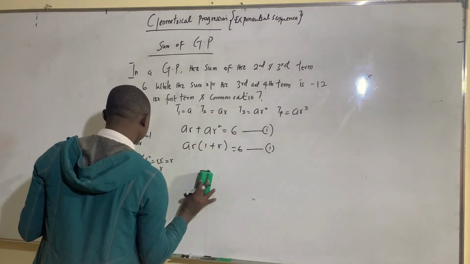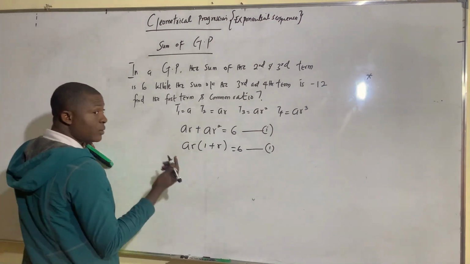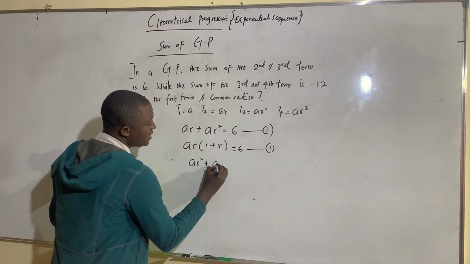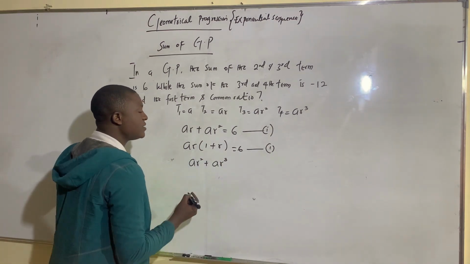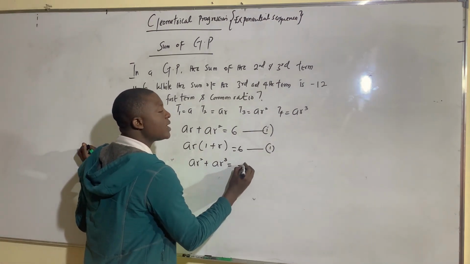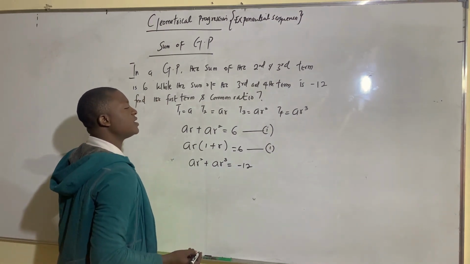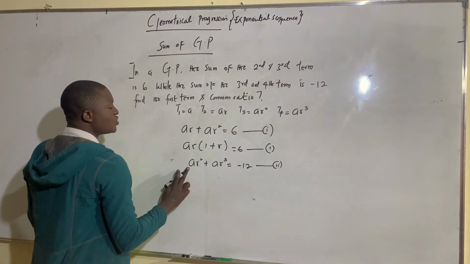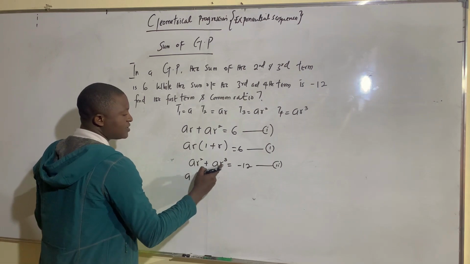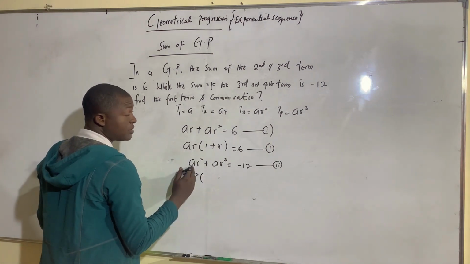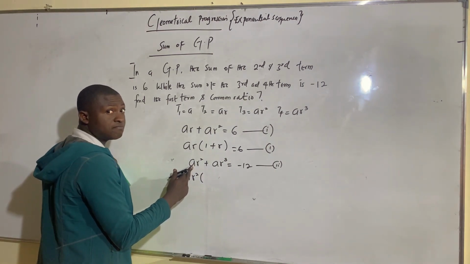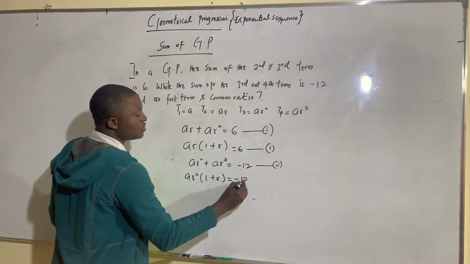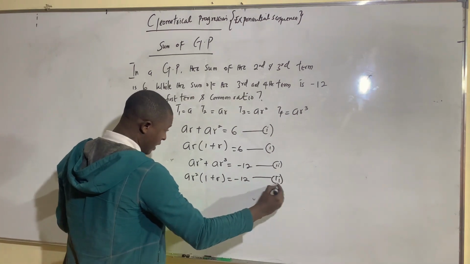So the second one, they say that the third term, if I write it now, is AR squared, and the fourth is AR cubed, so equal to minus 12. Of course, I will still follow the same process, the same pattern. This is my equation 2. Let's factor what we have in common. Here I have A, and at the same time I also have R squared. So what are we going to have left here now? We have 1, and we have R here, equal to minus 2. So I can say this is my equation 2.